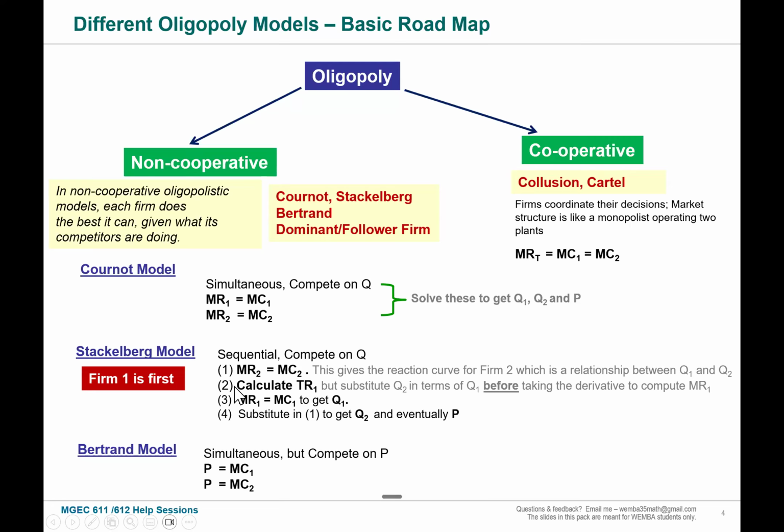Then second step: now I've got to figure out the reaction curve of the leader firm, the first firm. In order to get that, I got to get TR1. The reason I put TR1 in a separate line is that to get TR1, you have to substitute Q2, the follower firm's quantity, in terms of its reaction curve. That was the whole trick of Stackelberg. You do that, then you get TR1 as a function of Q1 only. You get MR1, set MR1 and MC1 equal to get Q1. So if you follow this page and the algorithm here, you know how to solve it.